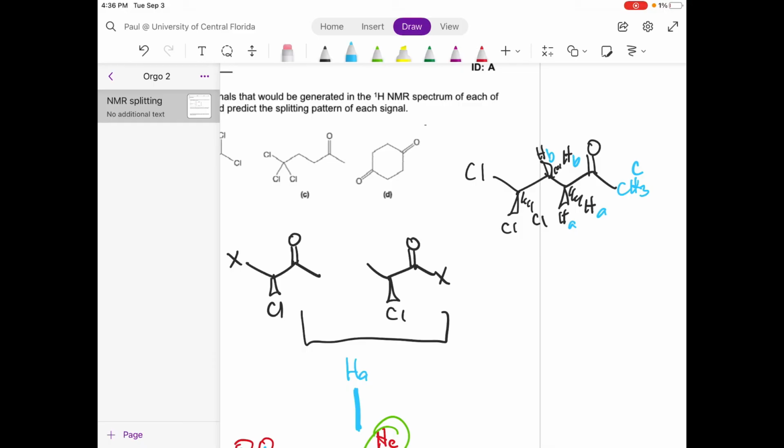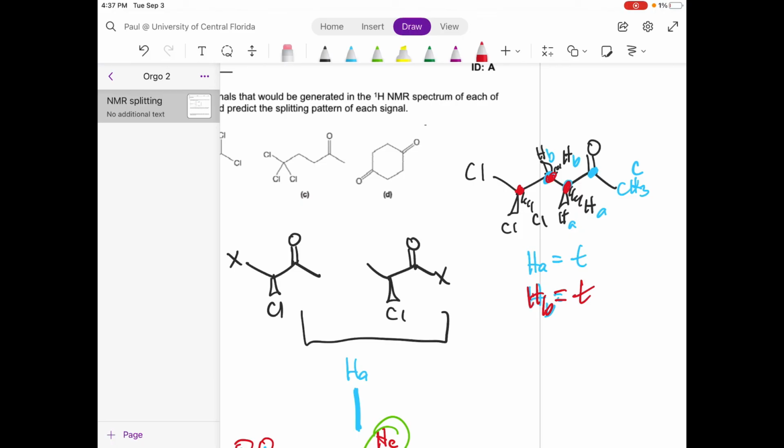And HA is going to be split into, it's attached to that carbon, adjacent singlet. There's no protons there, but that adjacent carbon there is protons. And there's 2 of them, so 2 plus 1 is 3, giving us a triplet. HB. HB is attached to that. And what's the adjacent? That's adjacent. There's no hydrogens. That's adjacent. There's 2 hydrogens. 2 plus 1 is 3, giving us a triplet.